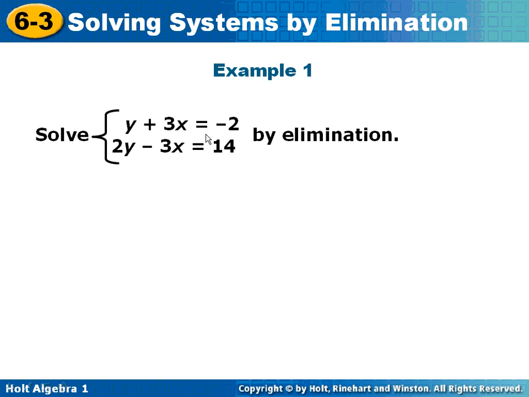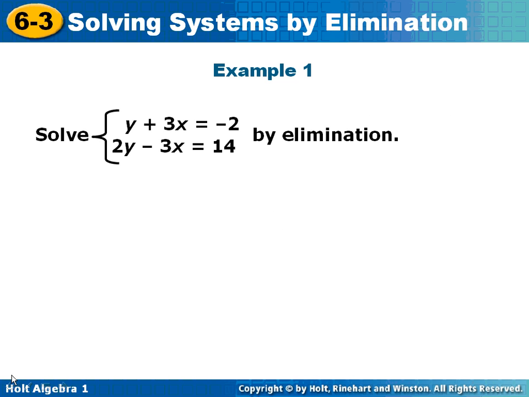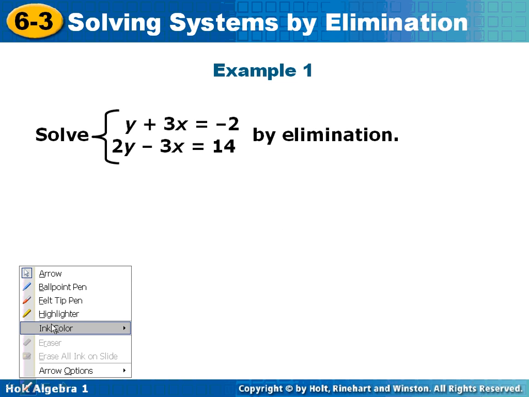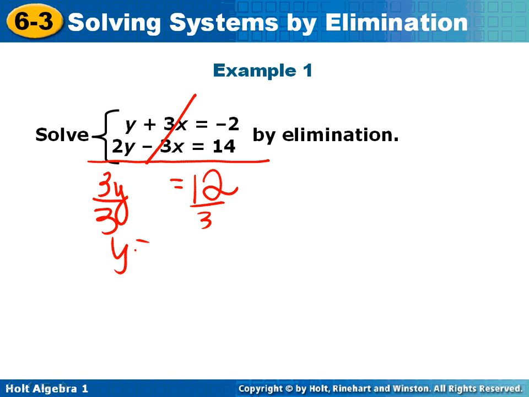So looking at this problem, I notice that if I draw a line underneath and try to add these together, the 2y and the y add up to 3y. The 3x and the negative 3x cancel, and that gives me 12. Well, I can solve that. Dividing by 3, y equals 4. All right, this is working pretty well for me. This is called elimination because the 3x and the negative 3x must eliminate.